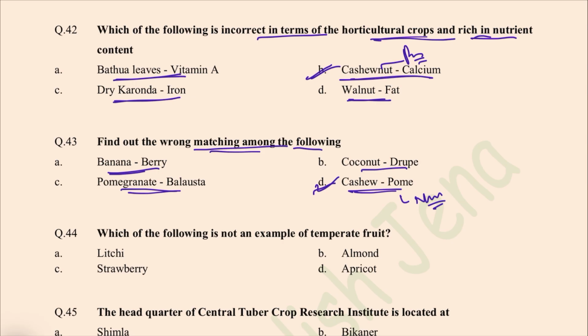Question from here: the true fruit of cashew plant is botanically called achene. The fruit type of custard apple, Annona squamosa, is aggregate fruit. Next question.